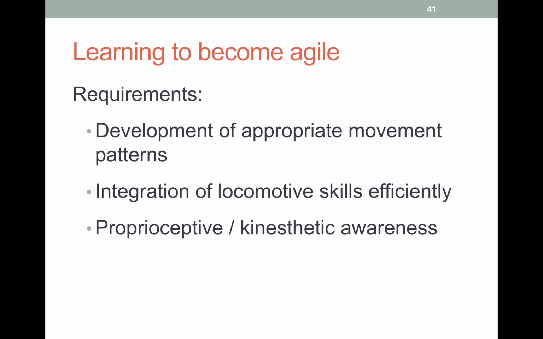So in order to learn to become more agile, there are a few things that need to be focused on. The development of appropriate movement patterns, so making sure that you are contracting the appropriate musculature. You are integrating locomotive skills efficiently. We've talked a lot about coordination of muscle groups, and this does sometimes involve some of these reflexes that we've been talking about, and really manipulating the Golgi tendon organs and the muscle spindles. So making a more smooth, non-rigid movement. And also proprioceptive or kinesthetic awareness, so being aware of what your body's doing.